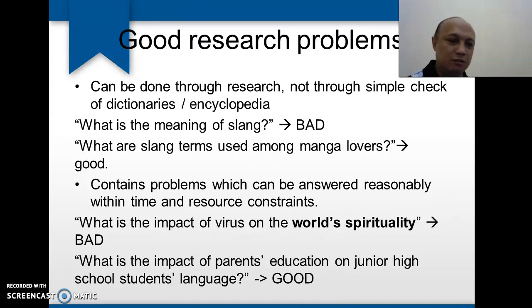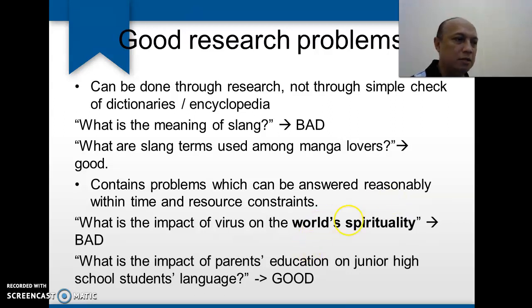Or you can check Wikipedia and then you find an explanation about slang there, and that's it. You don't need to do research to arrive at the answer. And that is a bad research problem. So, what then is a good research problem? See here: what are slang terms used among manga lovers? Now, this is a good research problem because you have to do research to arrive at the answers to this question.